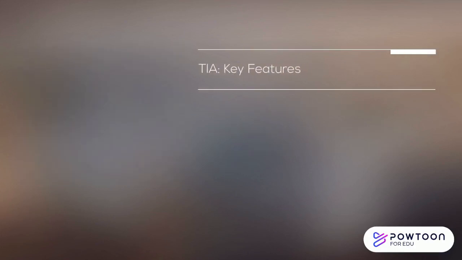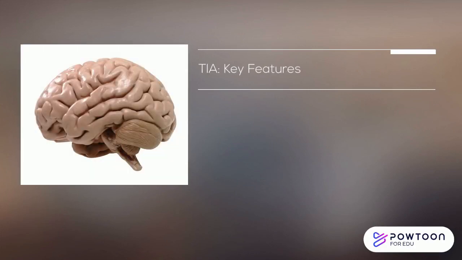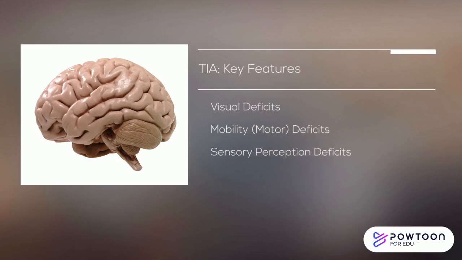Some of the manifestations for TIA include visual deficits such as blurred vision, double vision, possible blindness in one eye, and tunnel vision. They may have some motor deficits such as ataxia or weakness, sensory perception issues such as numbness or dizziness, and speech difficulties such as aphasia.